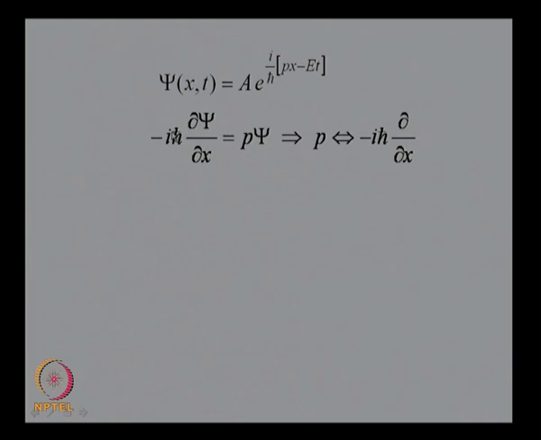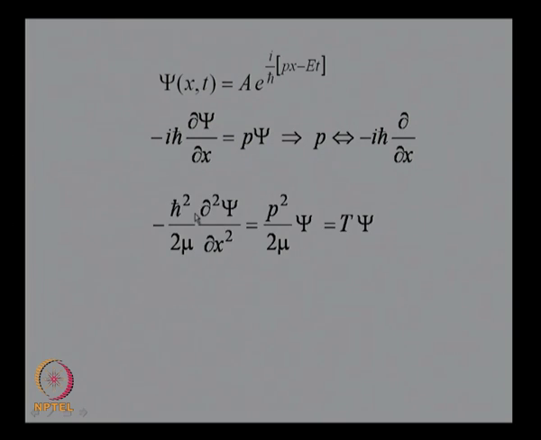I differentiate partially with respect to x, multiply by minus i h cross, and I will get minus i h cross times i by h cross p. So that will become just p times psi. So p can be associated with the operator minus i h cross delta by delta x. p psi is equal to minus i h cross delta psi by delta x.